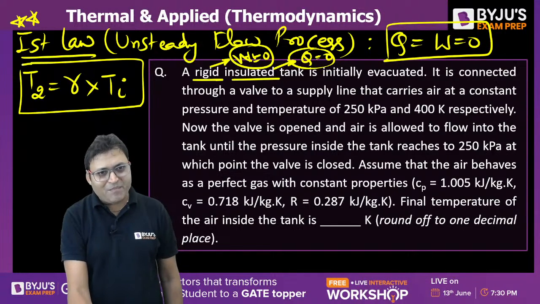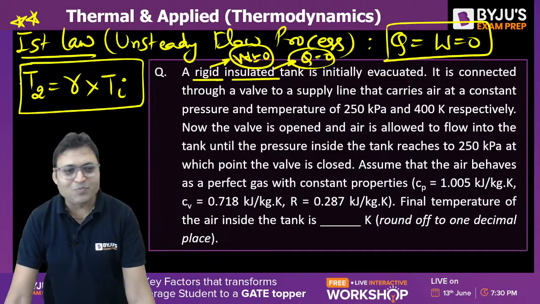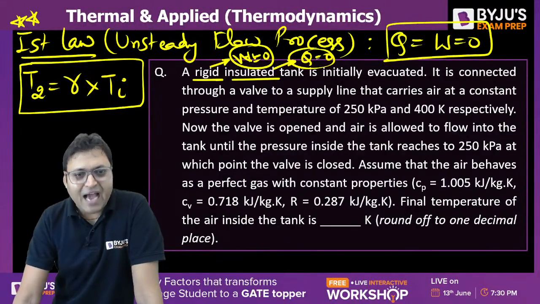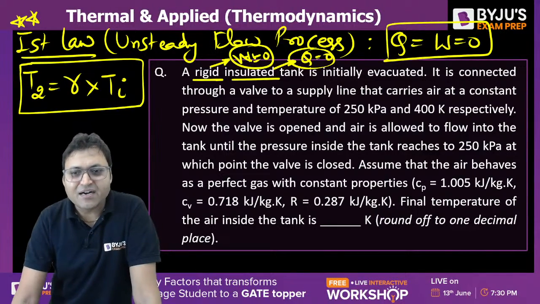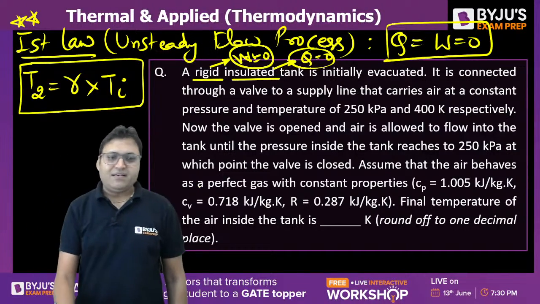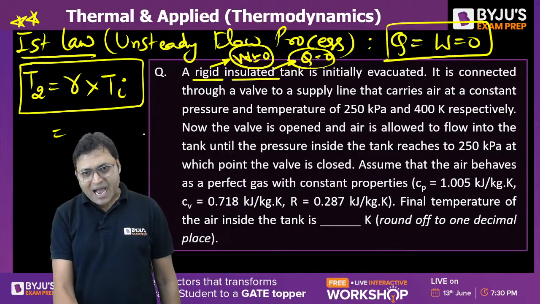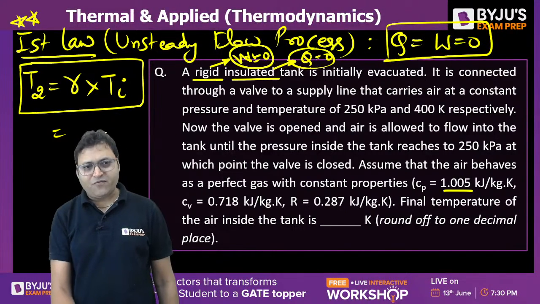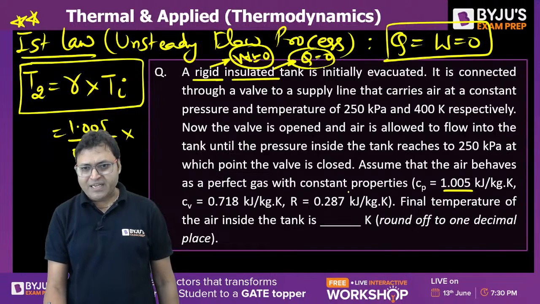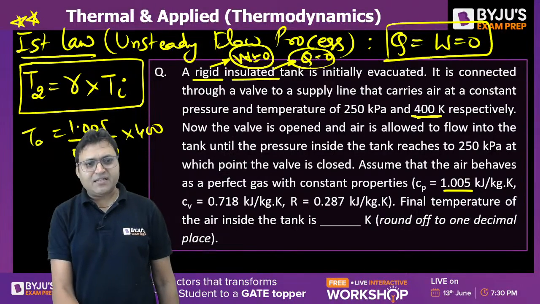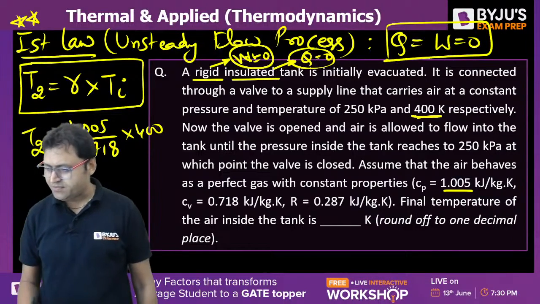How many of you remember this formula? T2 is equal to gamma times Ti. Ti is the temperature in the supply line. So gamma is equal to Cp, which is 1.005, upon Cv, which is 0.718, into Ti. What is the temperature of the supply line? That is 400. That will give you the answer. That is T2.